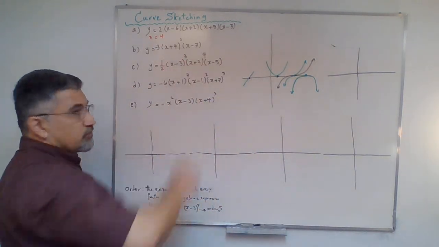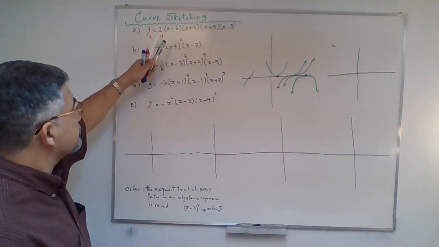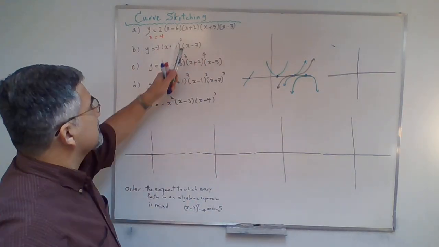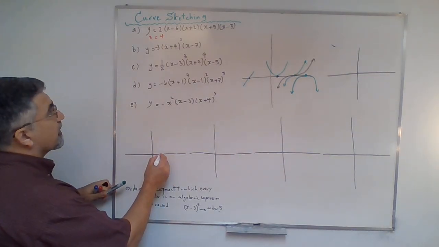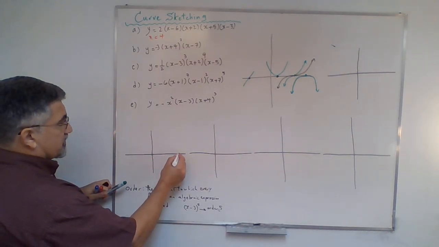Now let's start doing these questions very quickly. The first one, we have zeros at 6, -2, -5, and 3. So this is 6 here.